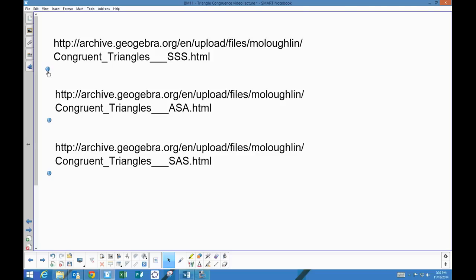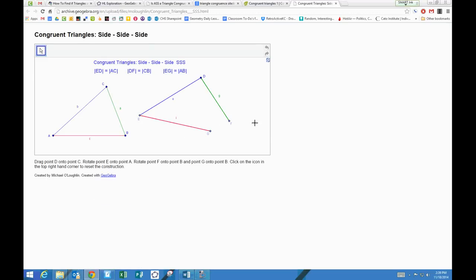That stands for side, side, side. Let me show you a quick demo of that. So here I've got 2 triangles, and they've set each of the lengths to be congruent. So ED equals AC, AC and ED are congruent, and so forth. I want to try to make this quick. We can check and see if they are congruent triangles, and here's how I'm going to do it. I'm going to take point D and drag it on top of C. Okay, remember, all these sides are already fixed. The only thing I can change is the angles.